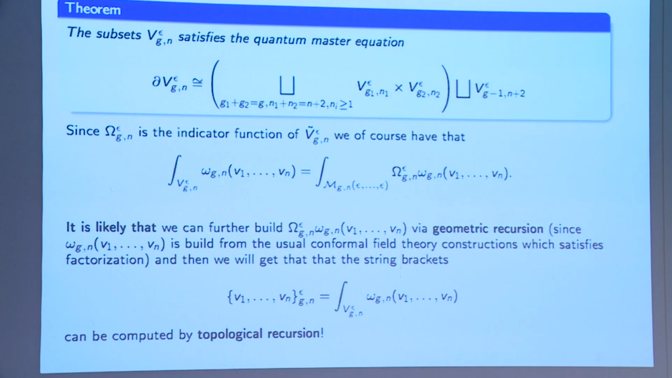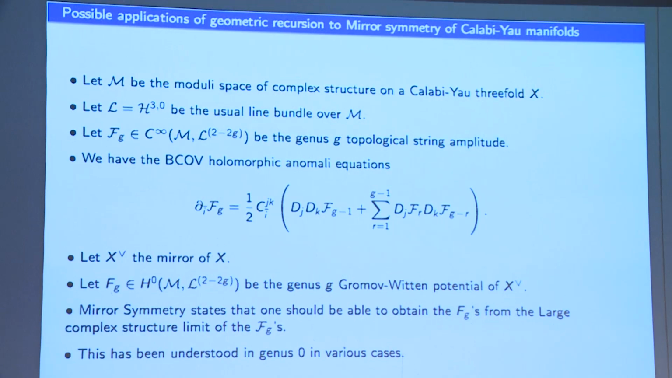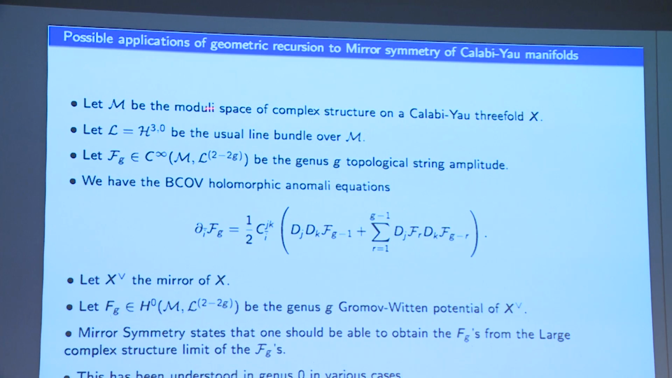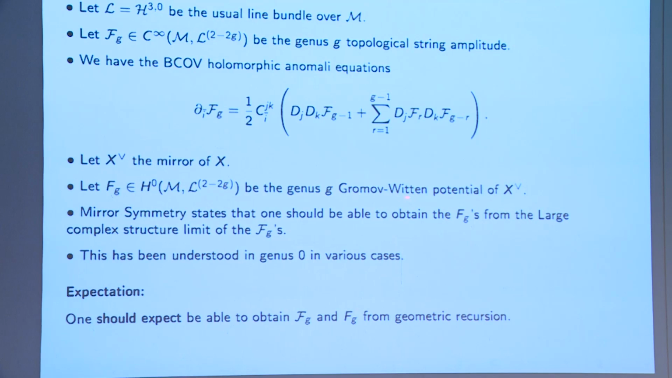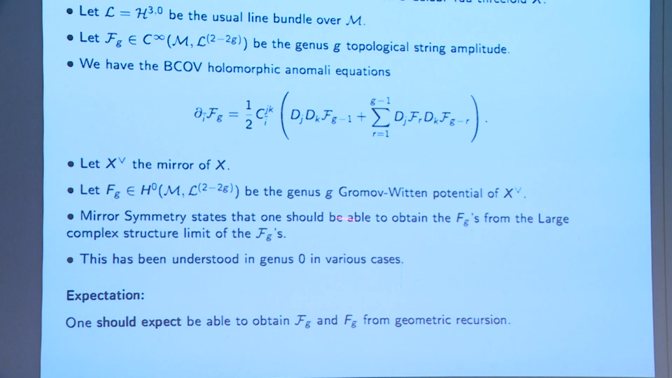Okay, another example which I think one should really look at is Calabi-Yau manifolds. So you should take M to be the moduli space of complex structures on the Calabi-Yau. You take the standard line bundle that this has, obtained by taking the 3-0 part of the cohomology. And then you're supposed to have these FGs, which are the genus G topological string amplitudes, which are supposed to satisfy the BCOV holomorphic anomaly equations like this. You should take the mirror, and then there should be holomorphic sections of these line bundles, which are the genus G Gromov-Witten potentials of the mirror. And then mirror symmetry states somehow that FGs can be obtained from some kind of large complex structure limit of the curly FGs. And so this has been understood in genus zero, but certainly not in higher genus, as far as I understand, in general.